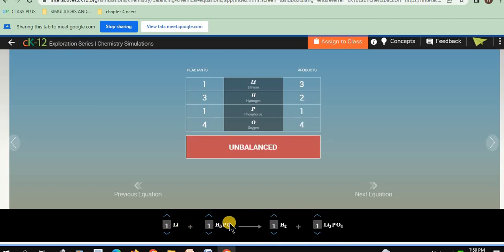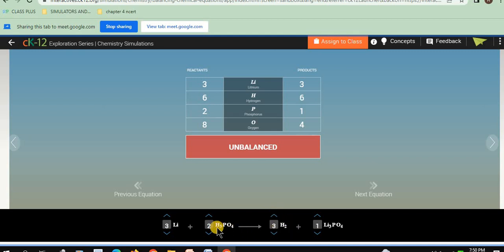Okay, 1, 1, 1. Let us say phosphate. How many phosphate? 1, 1. Okay, 1. Lithium, how many? 3 here. So we can make it 3. How many hydrogen here, right hand side? 2. And left hand side? 3. So 3 is not possible, 2 not possible, so we have to make it 6. And we have to make it 3 here.